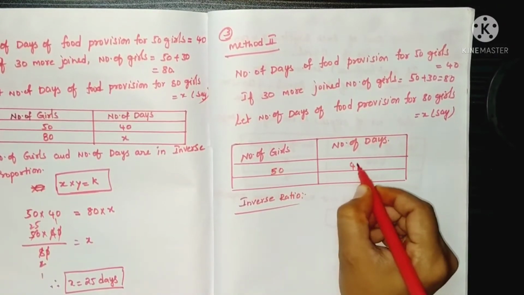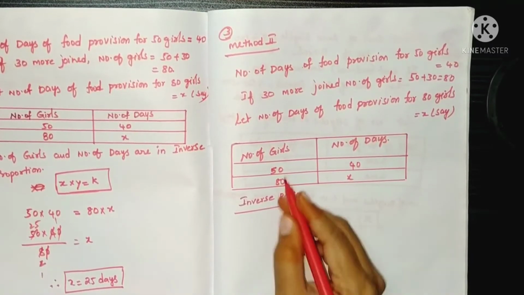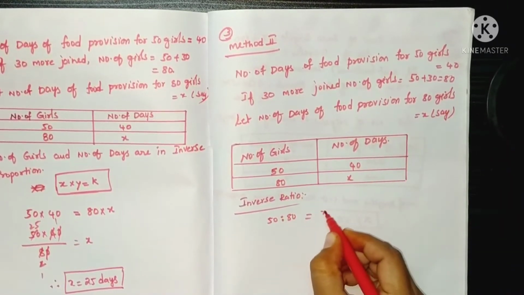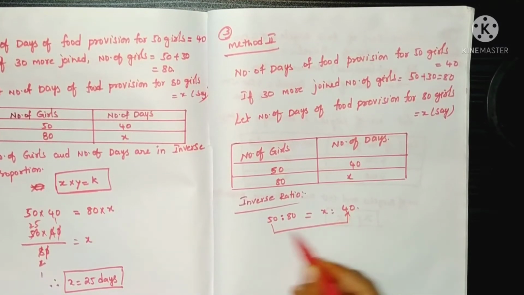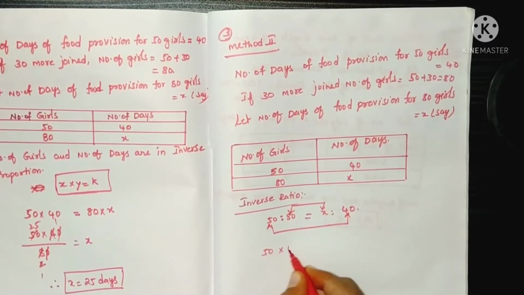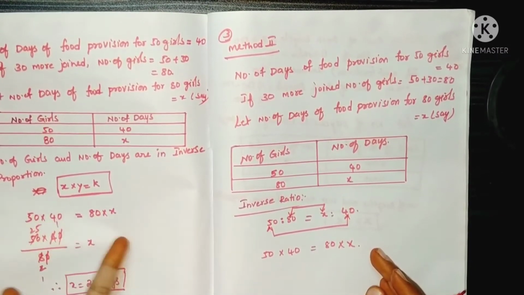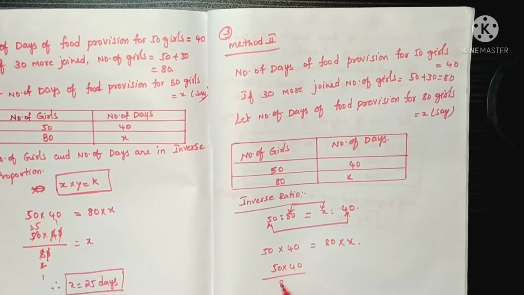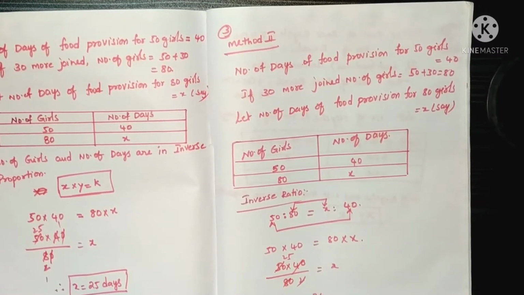50 girls take 40 days, 80 girls take x days. So 50 is to 80, inverse, this is reversed, is equals to x is to 40. So product of extremes is equals to product of means. So 50 into 40 is equals to 80 into x. Same concept, normal common cancellations. Okay, so you can solve like this.